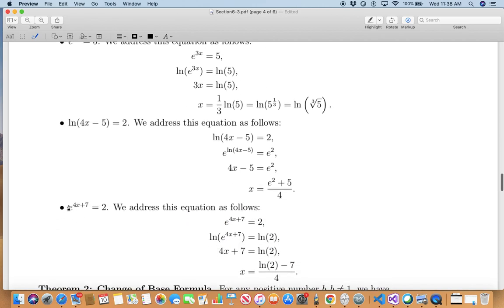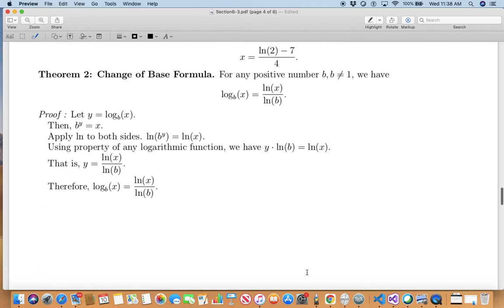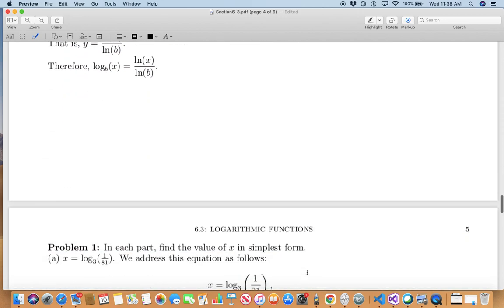Lastly, here is e to the 4x plus 7 is 2. Take natural log of both sides. Why did I do that? To find the inverse of the exponential function, or to cancel e, use natural log. Natural log of e to the 4x plus 7, they undo each other and you're left with 4x plus 7. And the right hand side is natural log of 2, which is a real number, so let it be. Now you can solve for x. Move the 7 over, divide by 4. All right.